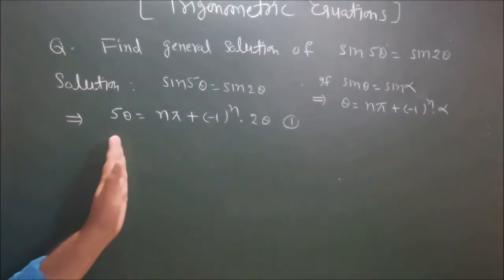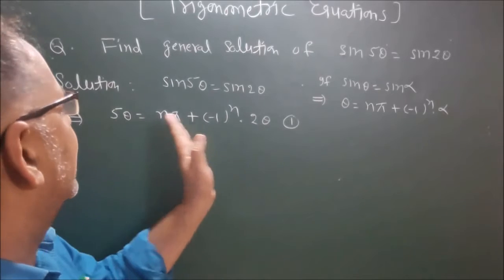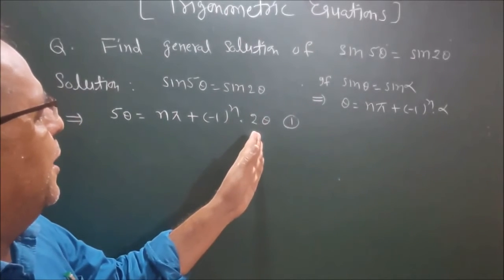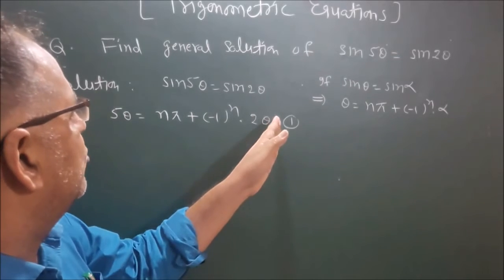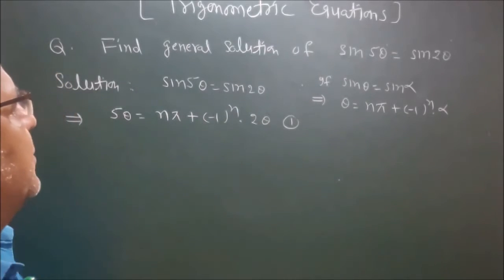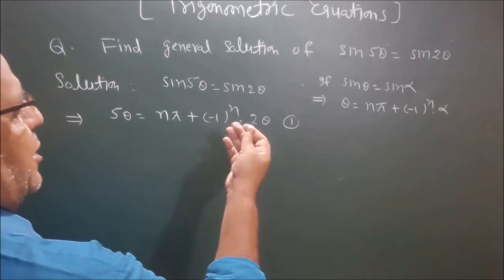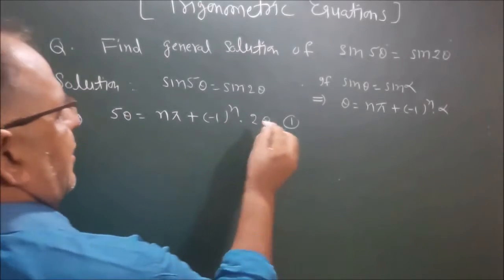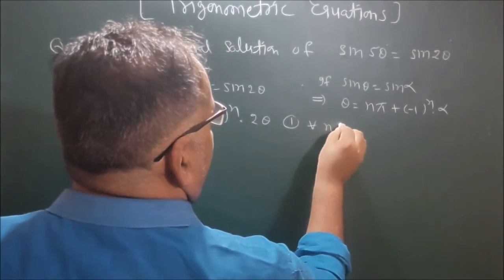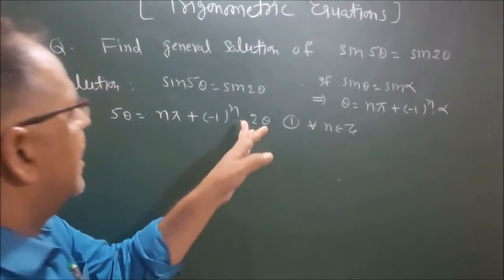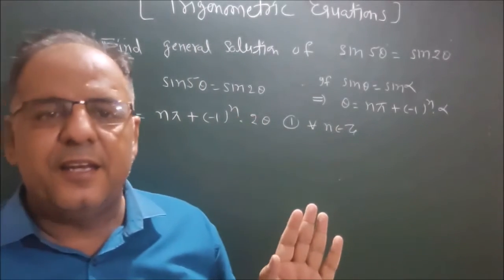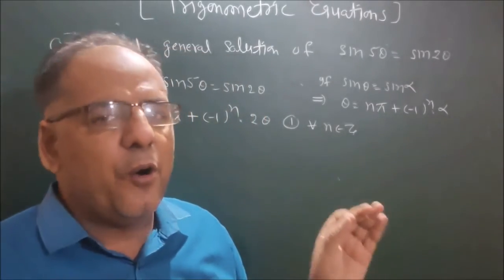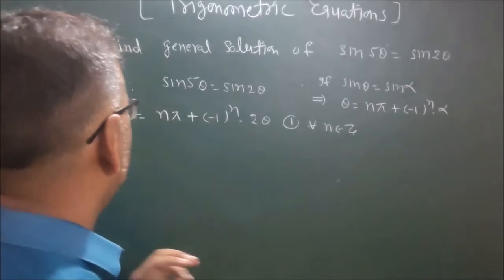But this is not a complete solution because the unknown angle theta is coming on the right hand side also. So we first remove it from the right hand side. We want to move 2 theta from the right hand side to the left hand side. Here there is no choice of taking positive or negative sign, but the solution is given for every n belongs to Z. That means n is an integer, and an integer may be even or may be odd.